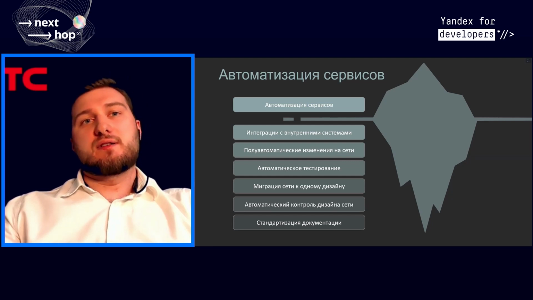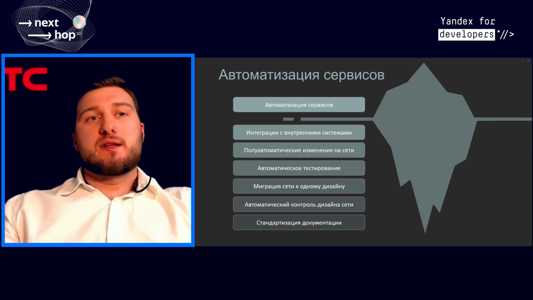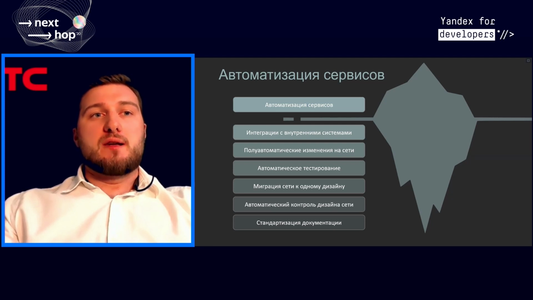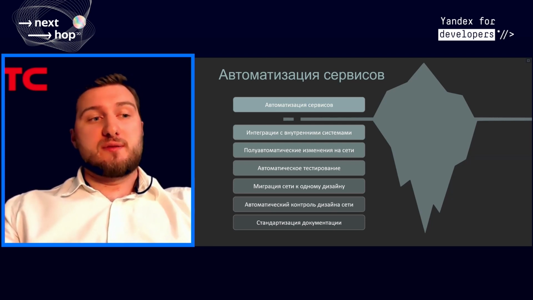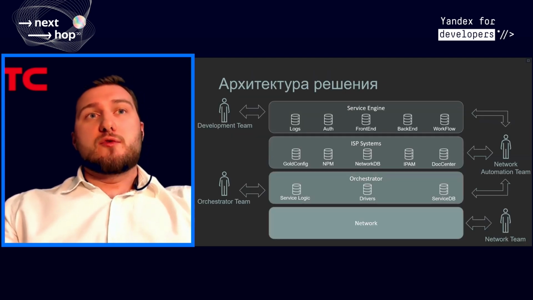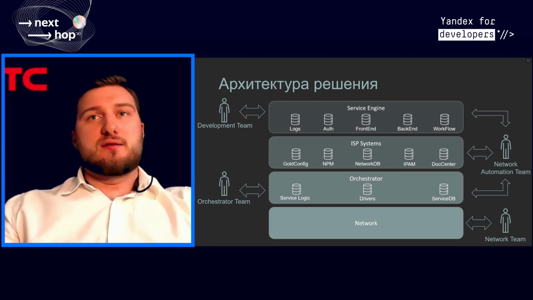And then there is an important stage, that is integration with internal systems, because the operator already has different systems, and we need to integrate these changes with the existing systems. And after that, we are ready to automate this service. Let's look at a general solution architecture.